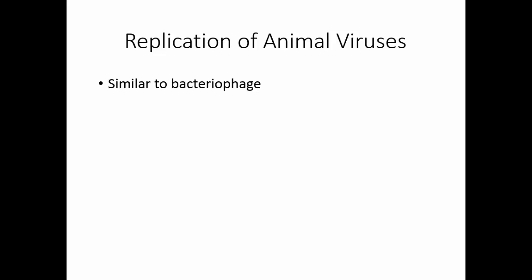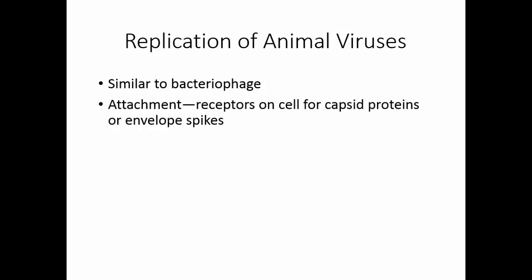Animal virus replication is very similar to bacteriophages. There is the attachment cycle where receptors on the cell recognize capsid proteins or envelope spikes on the virus. This allows the virus to attach to the cell.